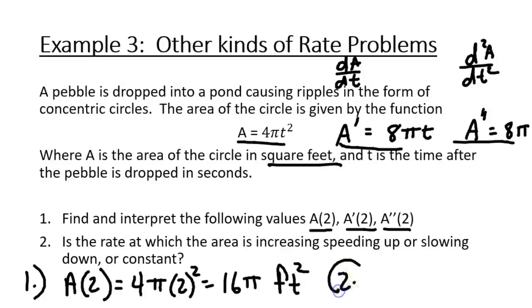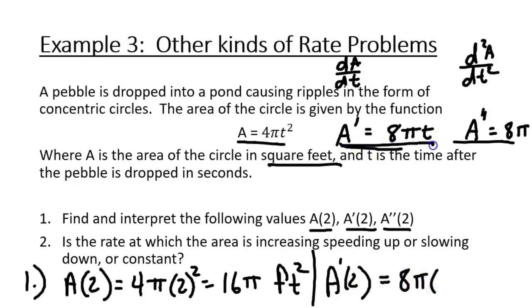All right, well, not number 2. We're still on number 1. But now we want to find A prime of 2. And A prime of 2 is going to be 8 times pi times t, because that's the velocity function there, if you will. And that's also going to be 16 pi. But the units are different.